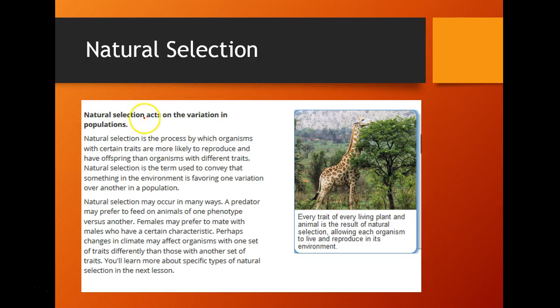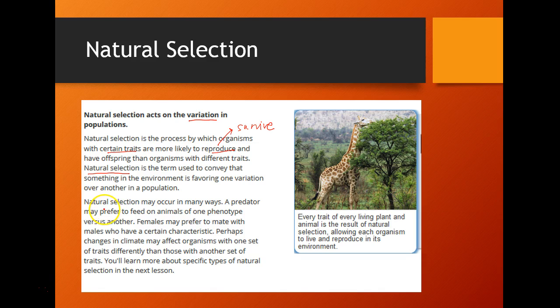So again, natural selection acts on the variation in population, the different alleles. Natural selection is a process by which organisms with certain traits are more likely to reproduce and have offspring than organisms with different traits. It didn't mention it here, but if they're more likely to reproduce, they're more likely also to survive. Okay, survive and reproduce. So we use this term natural selection to convey that something in the environment is favoring one variation over another in a population. So natural selection acts on a population with variation.